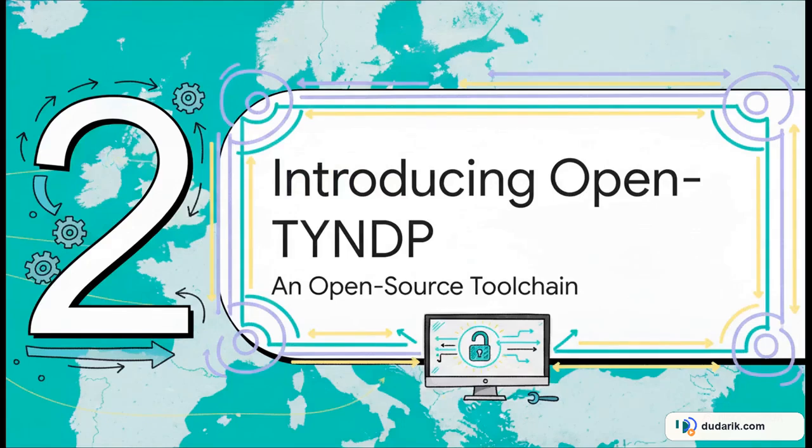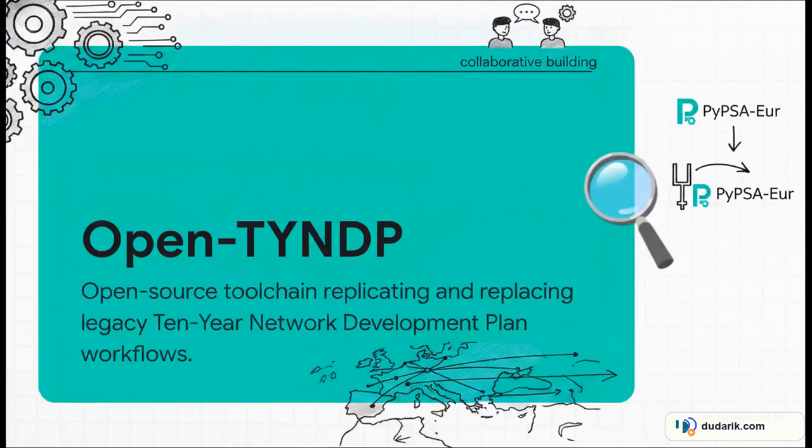Section 2. Introducing Open-TYNDP. So, what exactly is the whole shebang? Well, Open-TYNDP is an open-source toolchain and model dataset. It's built collaboratively by Open Energy Transition, or OET, and ENTSO-E, which is the European network of transmission system operators for electricity. Their end goal? To replicate and eventually completely replace the legacy workflows used for the 10-year network development plan.